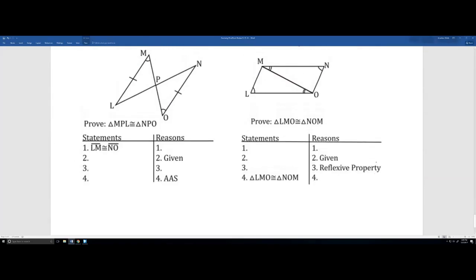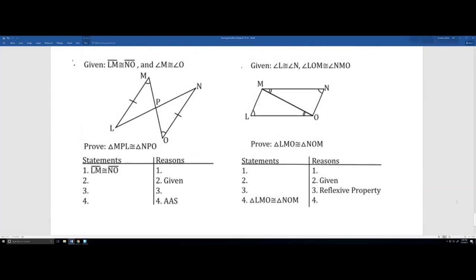All right, so I think these are the last two proofs. So I'm going to go ahead and go through them for you for your viewing pleasure. LM is congruent to NO. So they go ahead and mark them for us. All right, that was given. They're so nice. And then angle M is congruent to angle O. Very nice. That was given. Let me mark that.